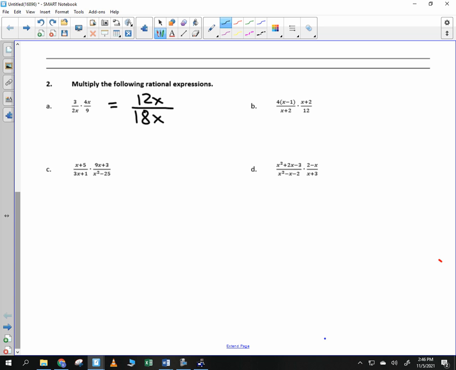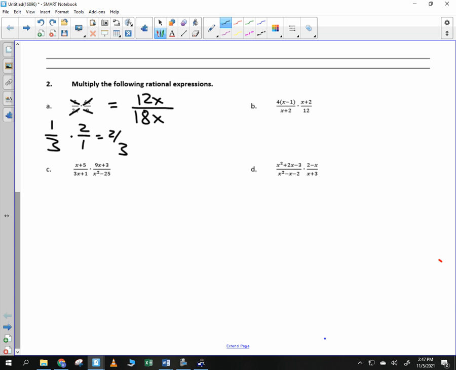What is 3 over 9 reduced to? Close. 1 over 3. What is 4x over 2x reduced to? 2 over 1. So you get 1/3 times 2, which is 2/3. You can look across the top or bottom and try to reduce parts as well.